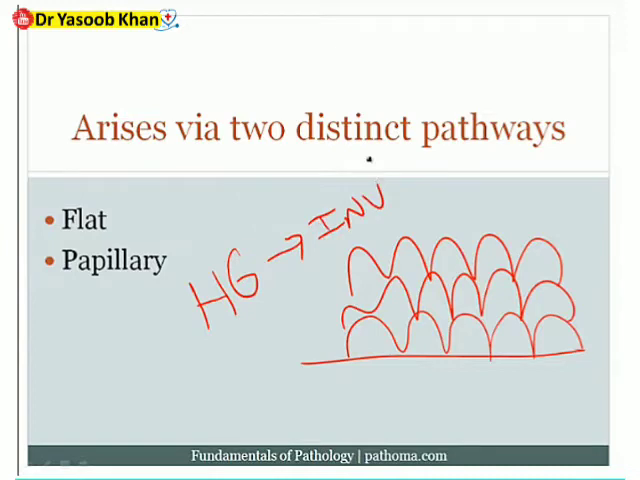So again, the papillary pathway begins as a low-grade tumor that progresses to high-grade and then invades, and the flat pathway begins as high-grade and then eventually invades. Another important thing to note about the flat pathway is that it is associated with early p53 mutations, and that is particularly high yield. Again, early p53 mutations in the flat pathway.